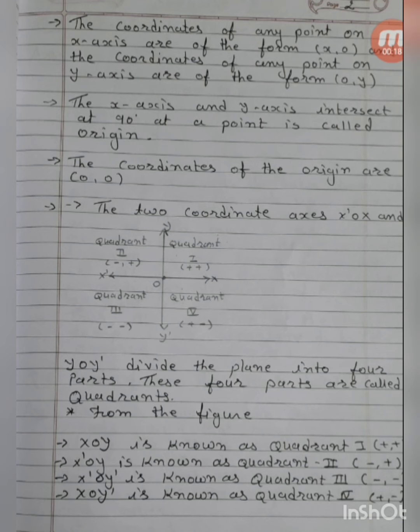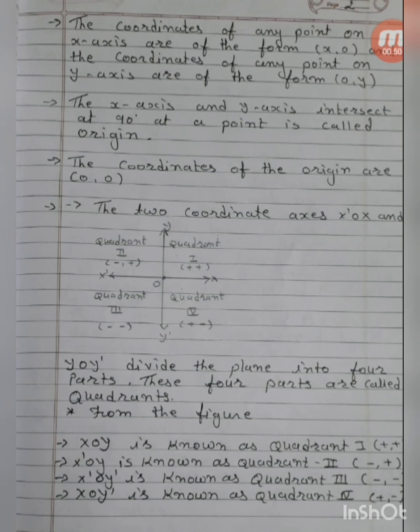Now next point. Here you can see, we draw two axes, X'X and Y'Y, which intersect at O. This is called the origin. The two coordinate axes X'OX and YOY' divide the plane into 4 parts. These 4 parts are called quadrants. You see in the figure, the 4 parts are given.